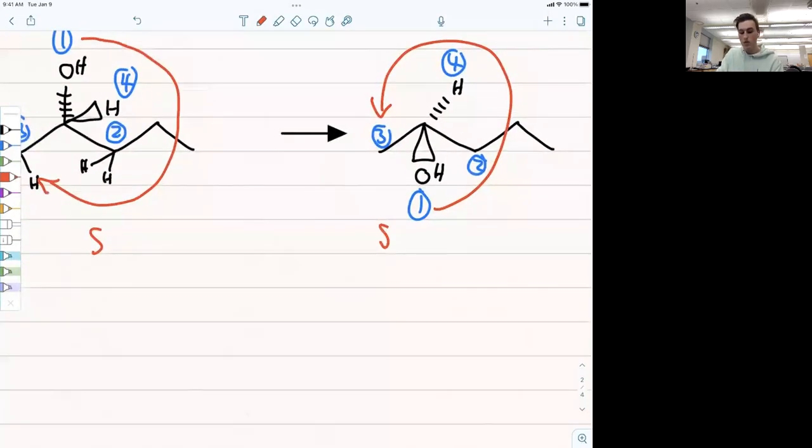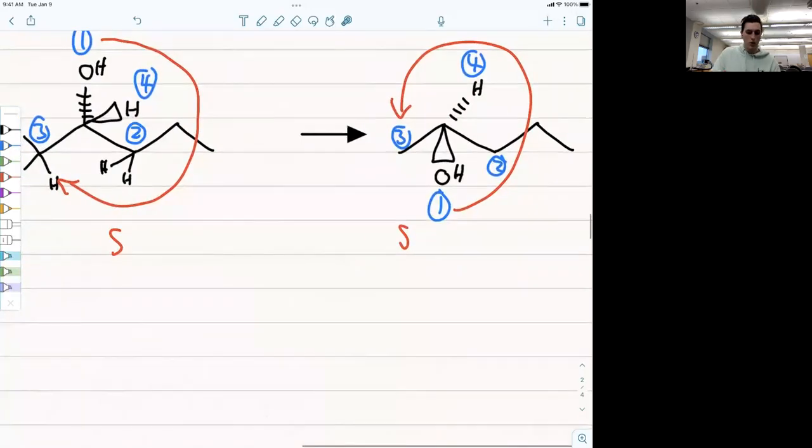And then let's see, are my priority groups in the front and my hydrogen, my lowest priority, in the back, and then I have CH2 and CH3. So this is all good. So this is also an S configuration. So I'm not going to change anything. So these two are not enantiomers of each other. They're actually the same molecule.